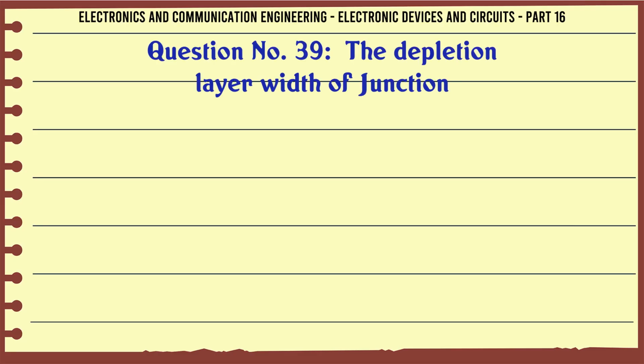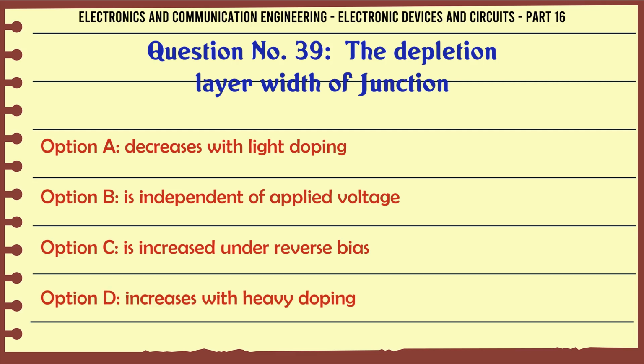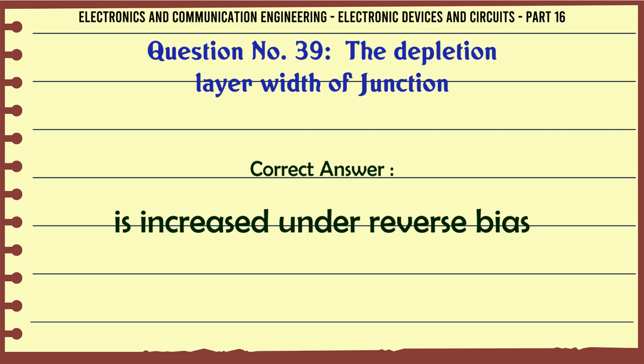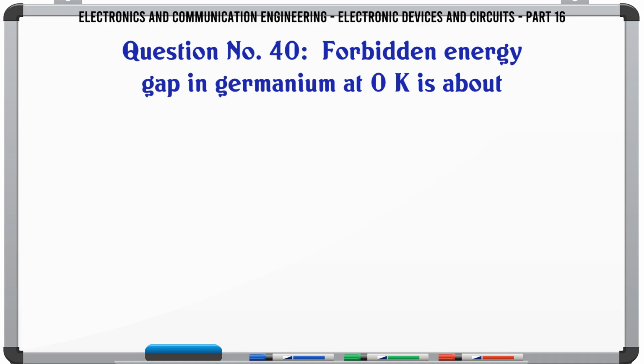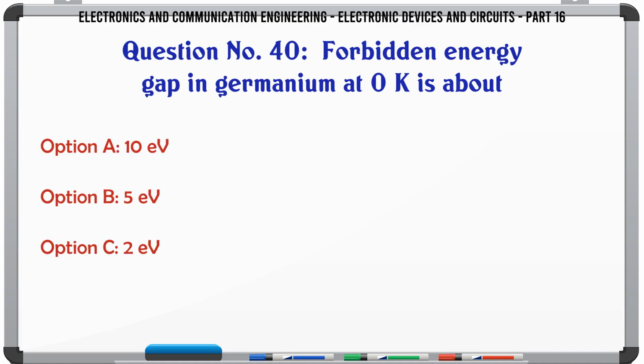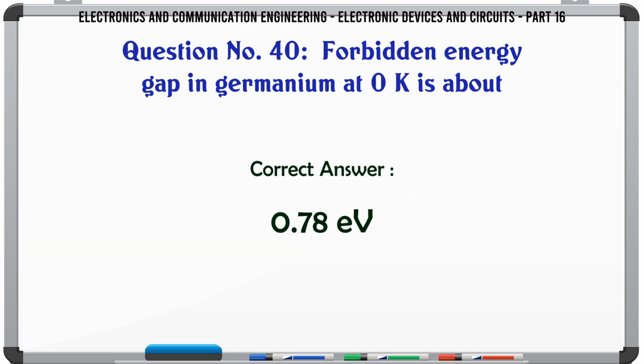The depletion layer width of a junction A. decreases with light doping, B. is independent of applied voltage, C. is increased under reverse bias, D. increases with heavy doping. The correct answer is increased under reverse bias. Forbidden energy gap in germanium at 0 K is about A. 10 eV, B. 5 eV, C. 2 eV, D. 0.78 eV. The correct answer is 0.78 eV.